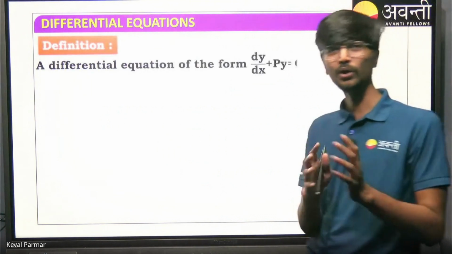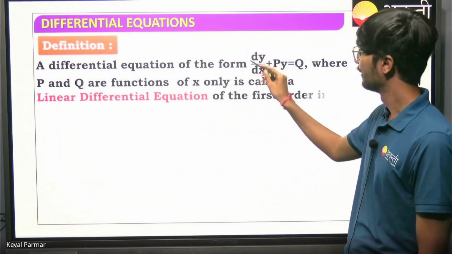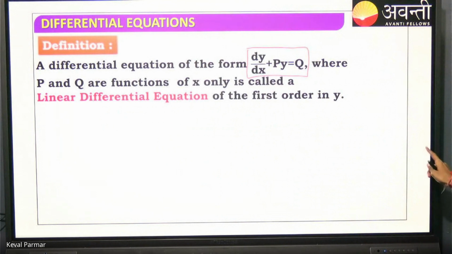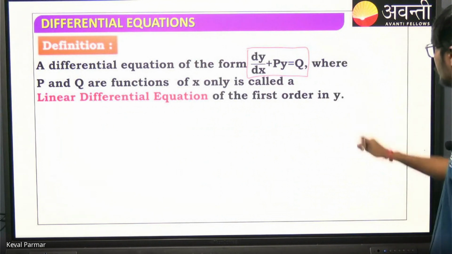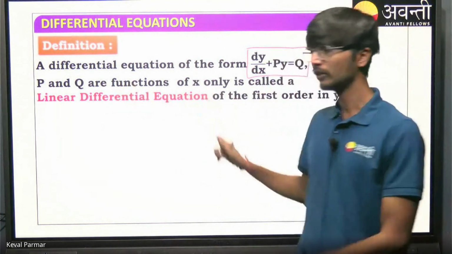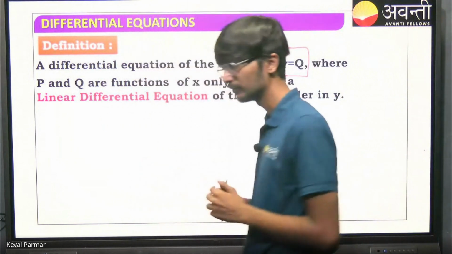So as you all know, a linear differential equation is of this form: dy by dx plus py equals to q. Got it? Where p and q are functions of x.